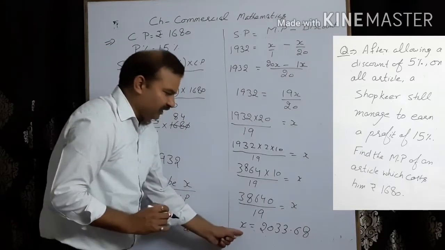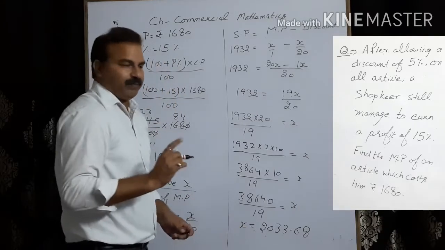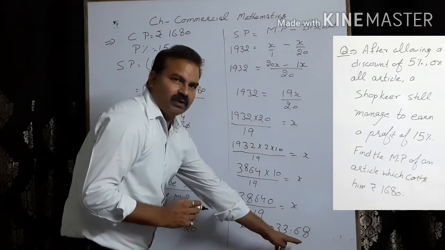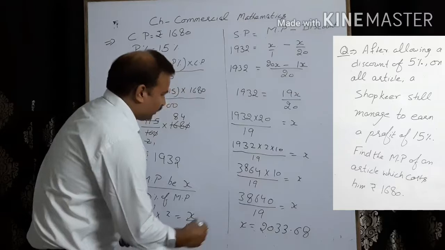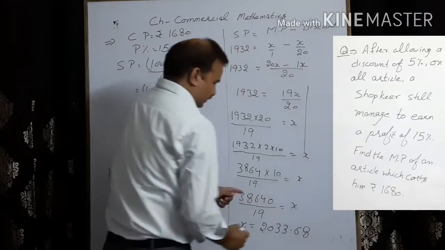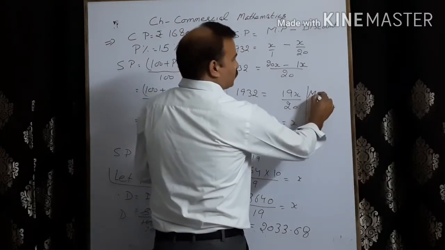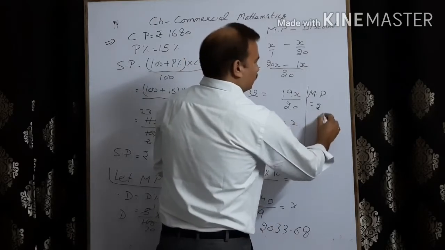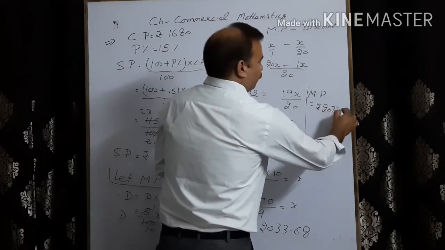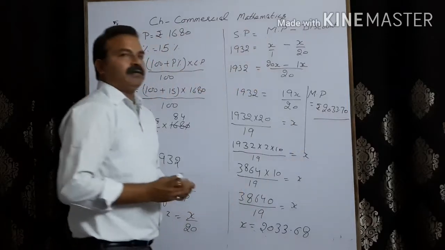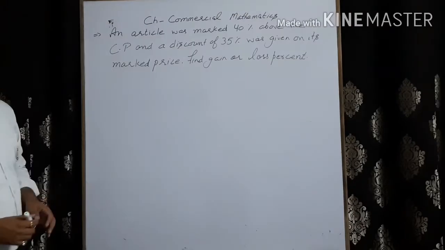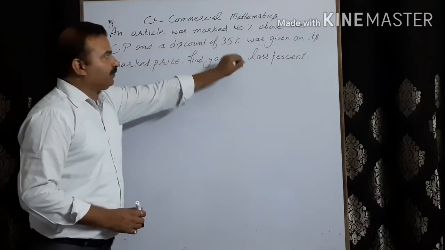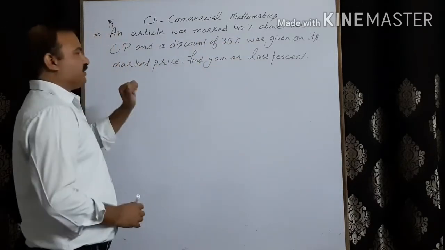So whatever we have got, that is the value of x, that is the mark price. So what is x? X is MP. I'm writing the answer here. Mark price is equal to rupees 2033.70 paisa. Now the next question is, an article was marked 40% above the cost price.